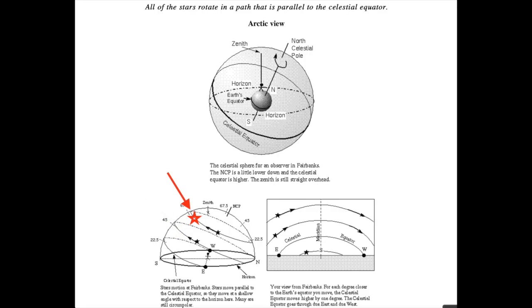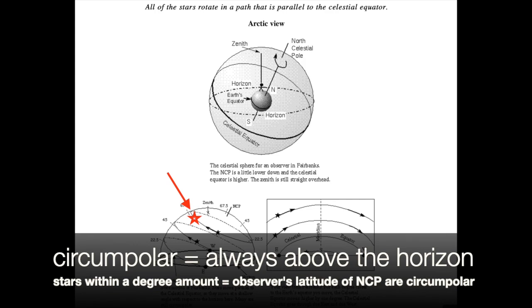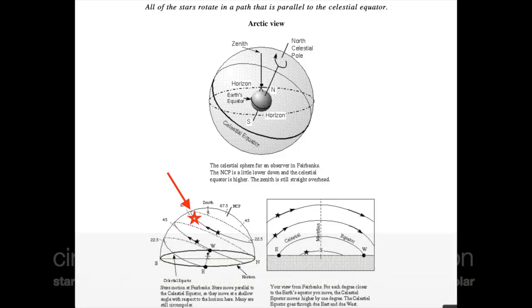The red star path is for a star that is close enough to the north celestial pole for it to be called circumpolar, meaning that we can see its entire 24-hour path around the north celestial pole above the horizon. The star will not set. Because the observer in Fairbanks is at a latitude of 65 degrees, all stars within 65 degrees of the north celestial pole will be circumpolar stars.